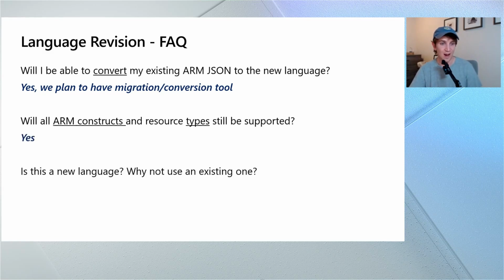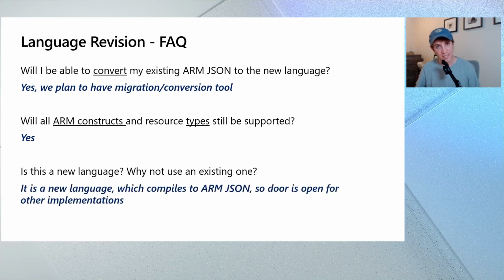And then lastly, is this a new language, and why not use an existing one? The answer is it is a new language which compiles down to ARM JSON. So you'll have a higher level DSL or domain specific language that when you run it through the compiler will actually compile down to the ARM JSON that you're already using today.